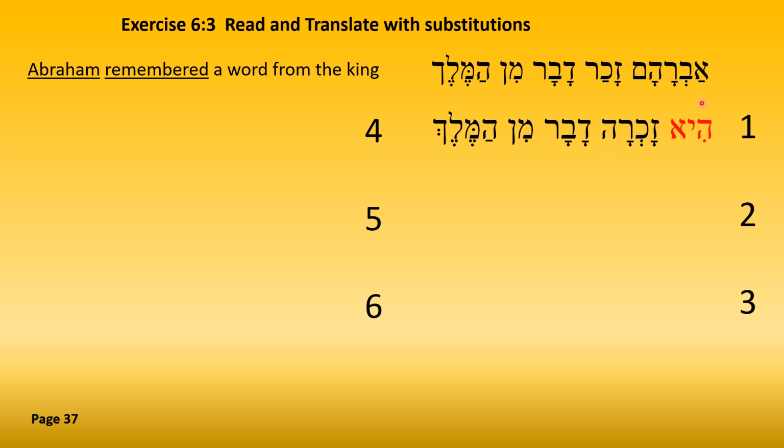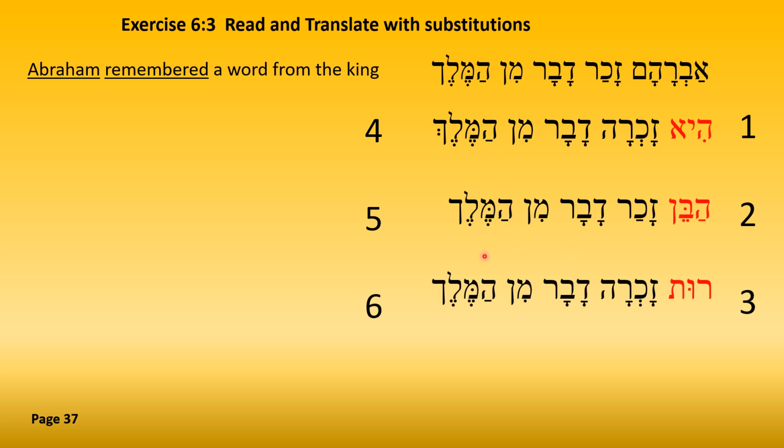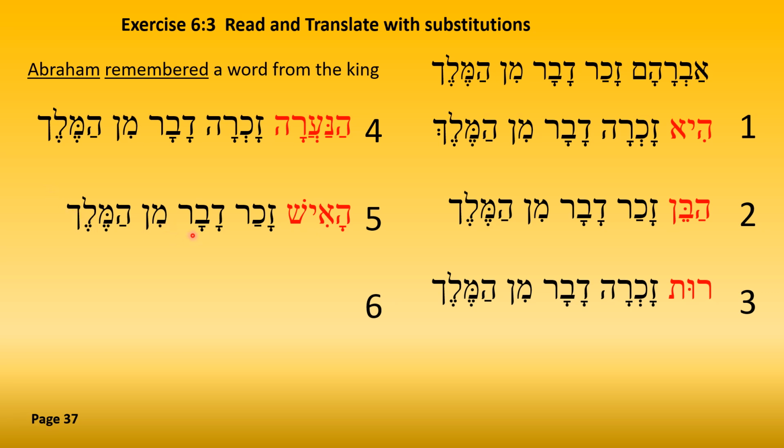I mean, you do the same thing. If you're writing it out, you would just simply write out this part of the sentence, which is going to be the same in every other sentence. Devar min hamelech. That's not going to change. So each one you have, devar min hamelech, devar min hamelech, devar min hamelech. It's going to be the same in each sentence.